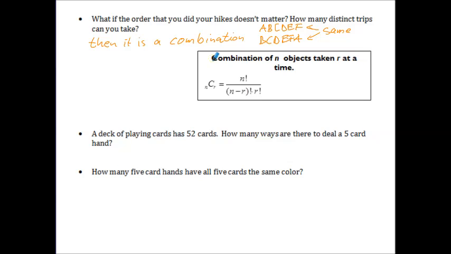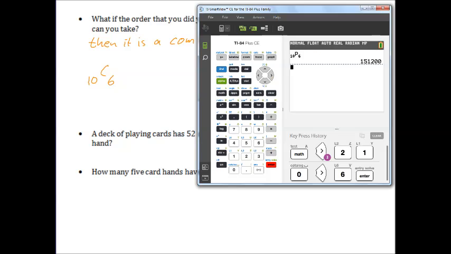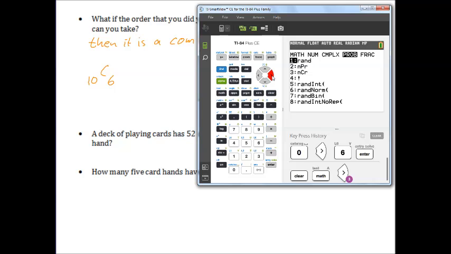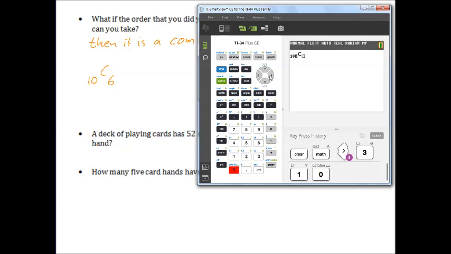For combinations, we also have a formula here. So in our example of our hikes, how many different trips can we take if we don't care about the order in which we're taking those trips? This we would do in a similar way to our permutation. We can write 10 combination 6 this time, and we're also going to use the calculator to figure that one out. And the combination is in the same place again. So math over to probability. Combination is number 3.